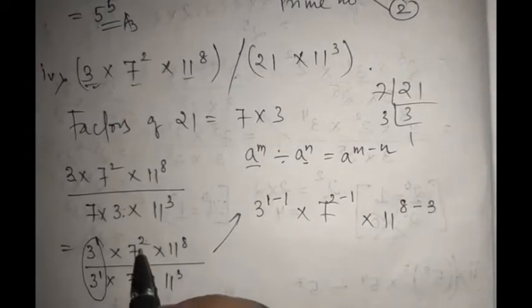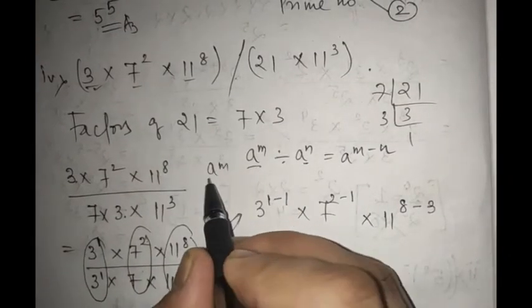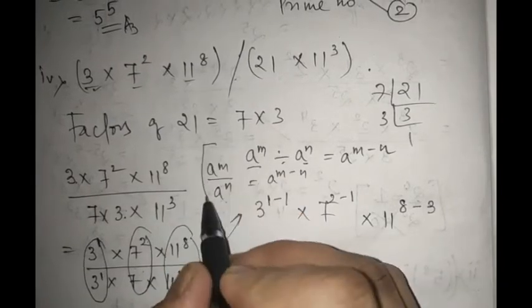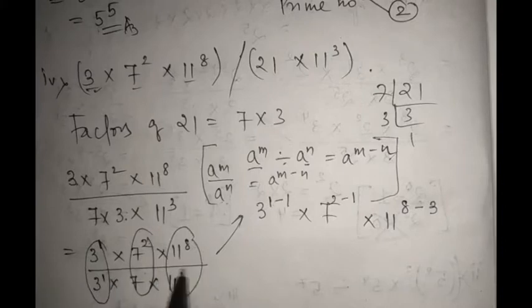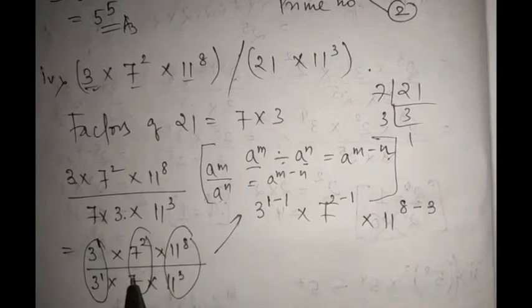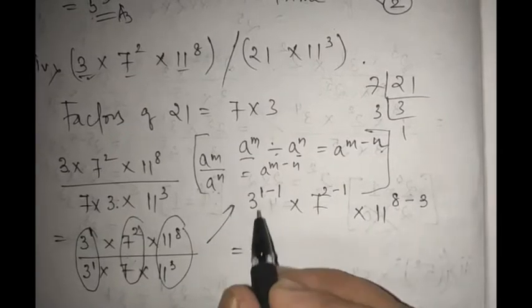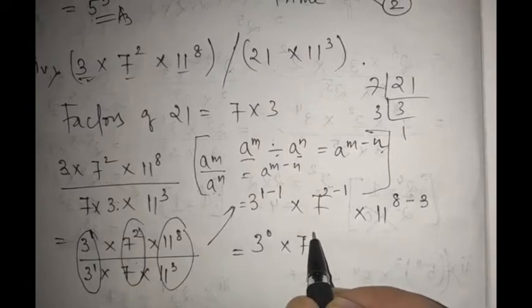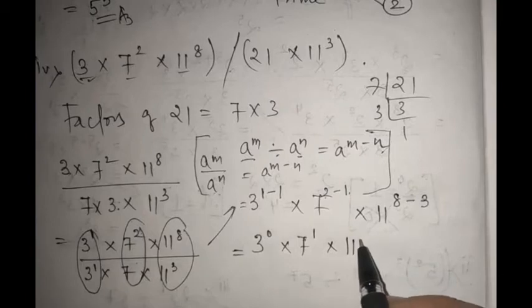Okay, so I hope you are understanding why I am writing in this manner, because we know that a to the power m divided by a to the power n means a to the power m minus n. That is what I have told you in rule number 2. Whenever you have the same base and there is a division sign, this big line is nothing but a division, so you write in such a manner. So 1 minus 1 is 0, into 7 to the power 1, because 2 minus 1 is 1, and 11 to the power 5, because 8 minus 3 is 5.